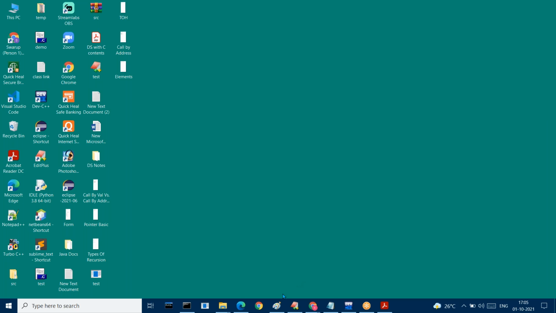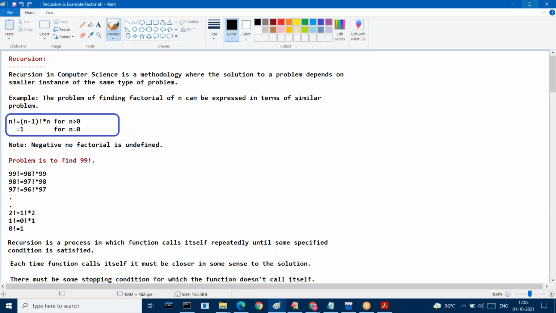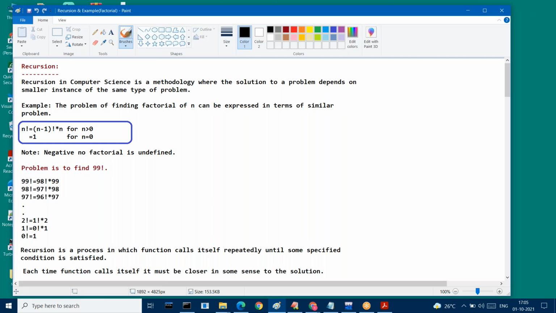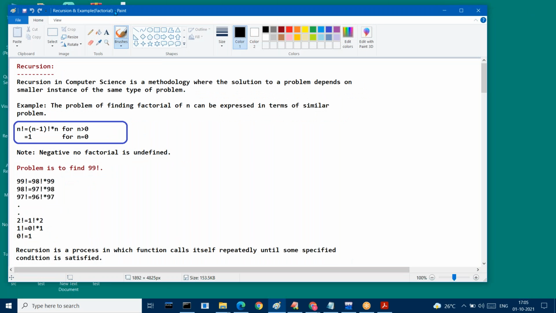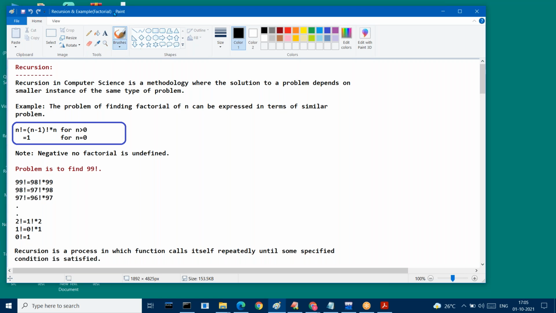Let us start today's session. Today, we are going to discuss recursion. What is called recursion? Recursion in computer science is a mechanism. It is a methodology where the solution to a problem depends on smaller instance of the same type of problem.